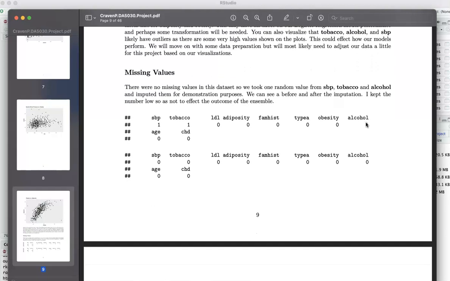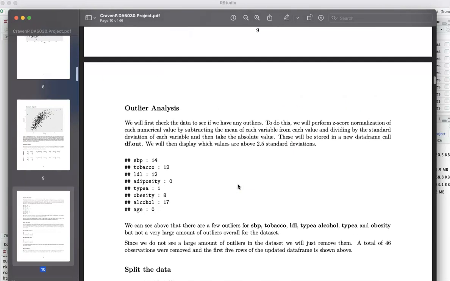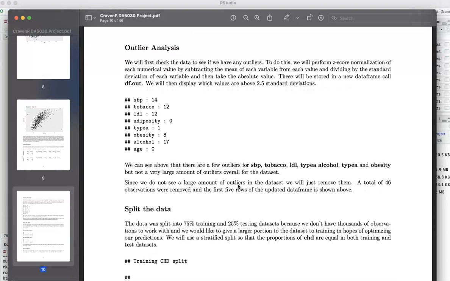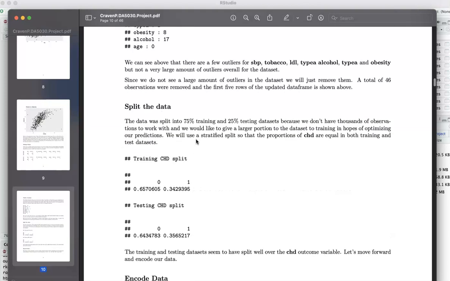I found out at the end of making my whole model that I needed to impute some missing values, so I just took a couple and imputed the mean just to be able to show that I can do it. The next thing I did was an outlier analysis using z-score normalization and 2.5 standard deviations. As you can see here, there weren't many outliers, only a few from a couple of the columns, so I just removed them for simplicity.